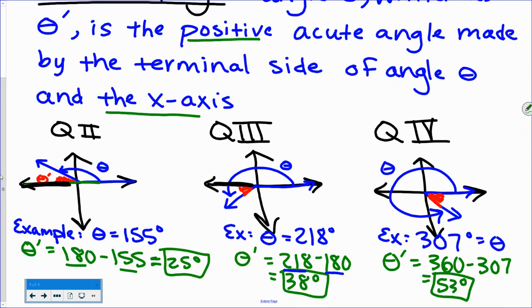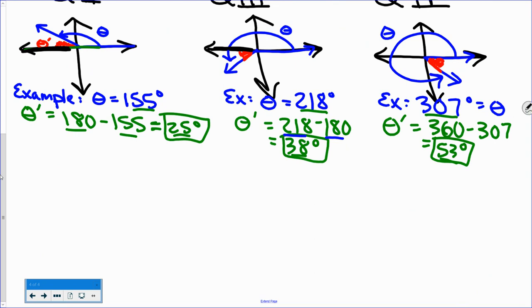All right, because I can use 53 degrees, 38 degrees, and 25 degrees in a right triangle. I cannot use 155, 218, or 307 in a right triangle trig problem. So these are my non-acute angles, but I can find the reference angle and use that instead. Okay. We'll do a couple more examples of just finding the reference angle.